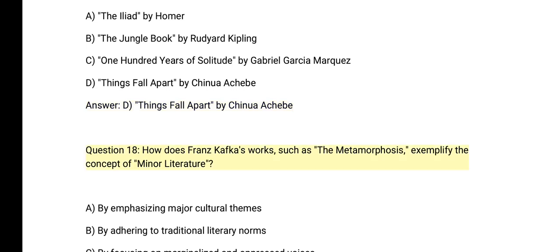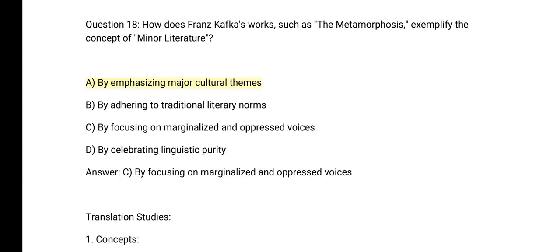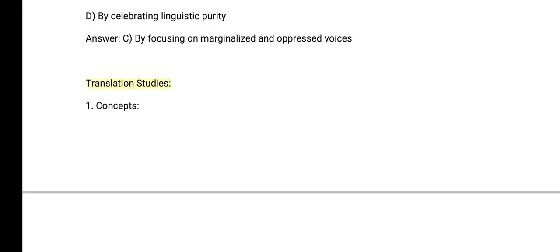Question 18. How do Franz Kafka's works, such as The Metamorphosis, exemplify the concept of minor literature? A. By emphasizing major cultural themes. B. By adhering to traditional literary norms. C. By focusing on marginalized and oppressed voices. D. By celebrating linguistic purity. Answer. C. By focusing on marginalized and oppressed voices.